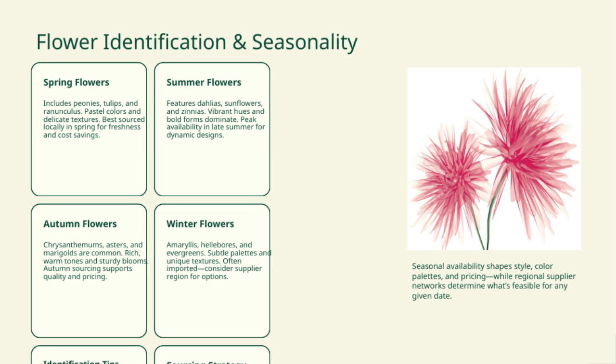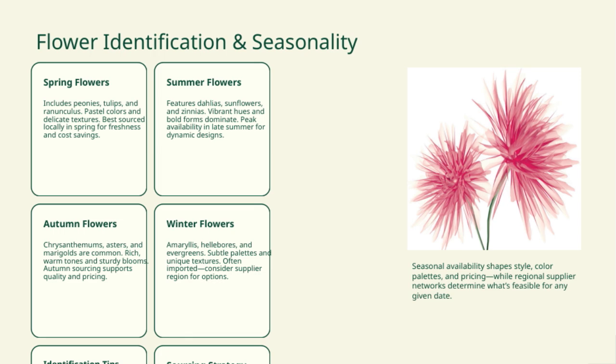In autumn, chrysanthemums, asters, and marigolds are common. They usually come in rich, warm tones and have sturdy blooms, making them ideal for seasonal arrangements. Sourcing during this time supports quality and cost-effectiveness. Summer flowers include dahlias, sunflowers, and zinnias. They're known for their vibrant hues and bold forms, with peak availability in late summer, perfect for creating lively, dynamic designs.